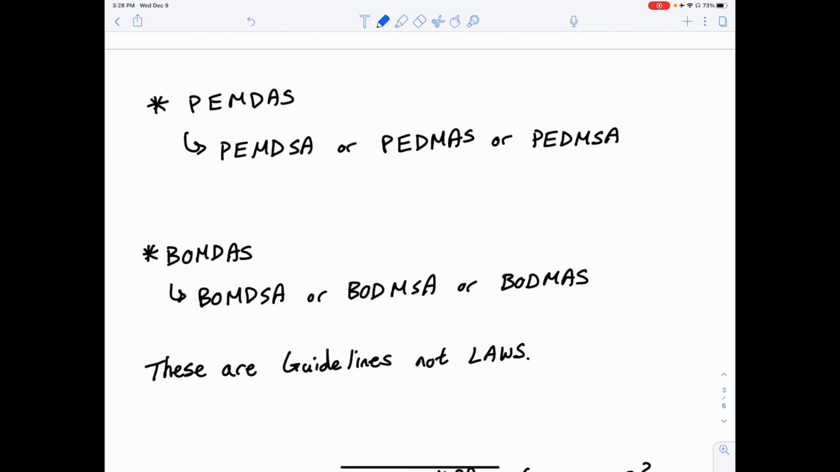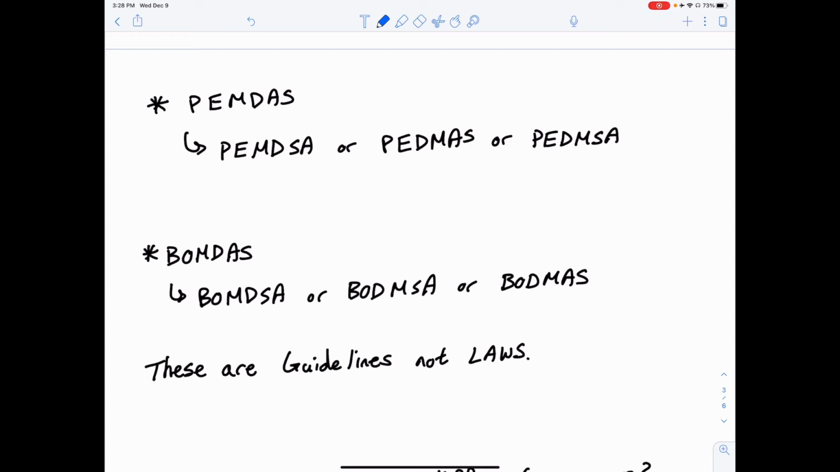As a reminder, we have PEMDAS. Again, multiplication and division are the same level. Addition and subtraction are the same level. So we can rearrange PEMDAS into something like this: PEMDAS or PEDMAS. Again, you can switch around the M with D and the S with A. They are seen at the same level, so you're allowed to do so. Same thing with BOMDAS, or BODMAS, depending on how your teacher taught it. As you can see here, M and D can be swapped, S and A can be swapped.